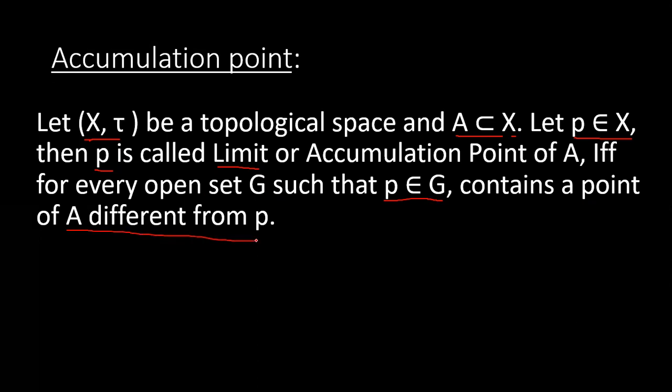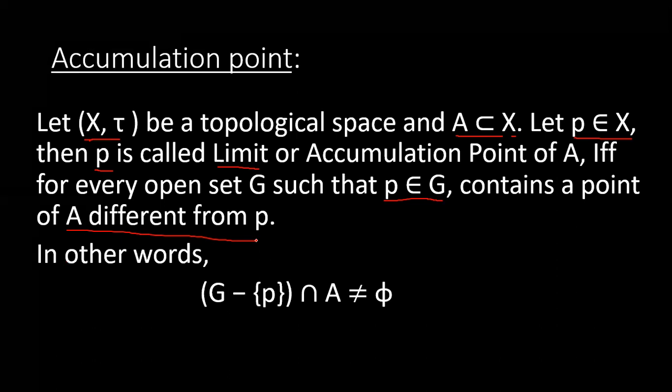Here the point is that we take a topological space and we take A to be a subset of X, and the point P, which we consider as an accumulation point, should belong to the topological space X. The condition is that every open set G must contain point P. So P is an accumulation point if and only if that open set G contains a point of A and that point is different from P.